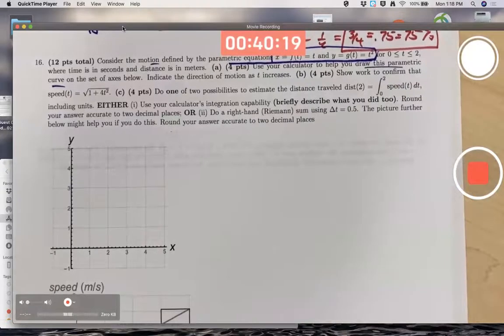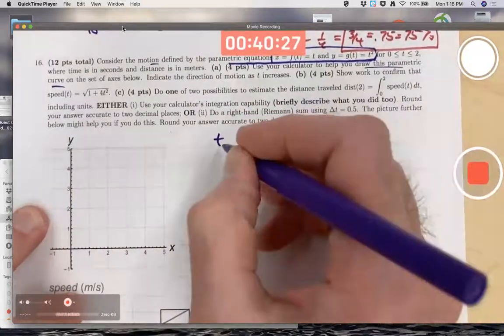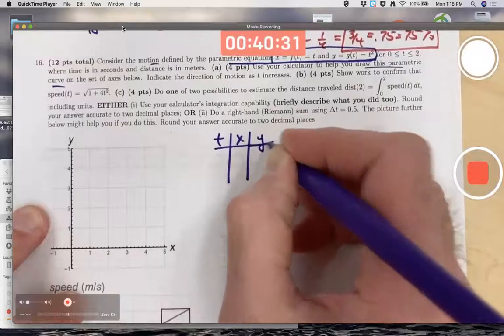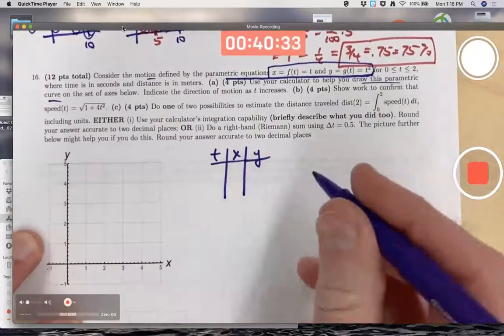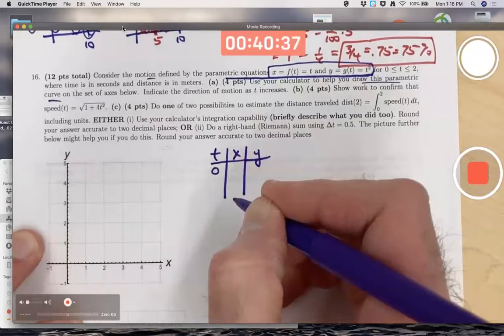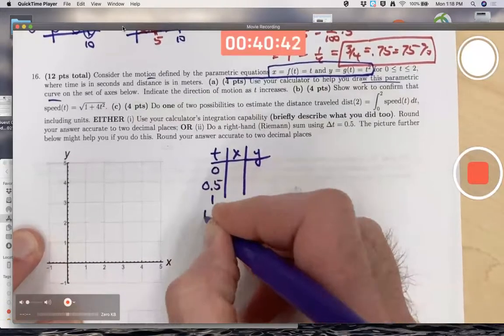I could also plot points. I could make a little table. I'm not requiring them to, but if I asked you to, you should be able to. Make a table of values. First for t, and just for the sake of interest, let's do it every half unit for t.